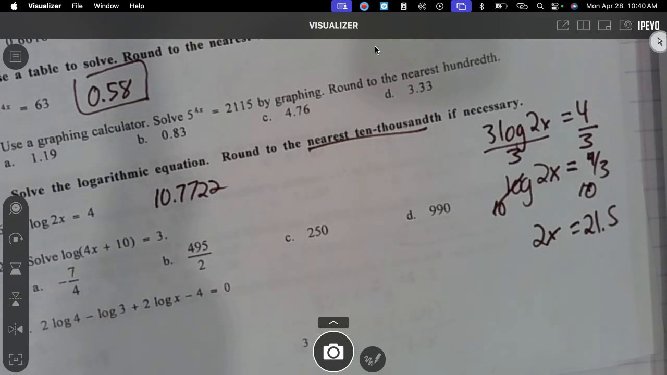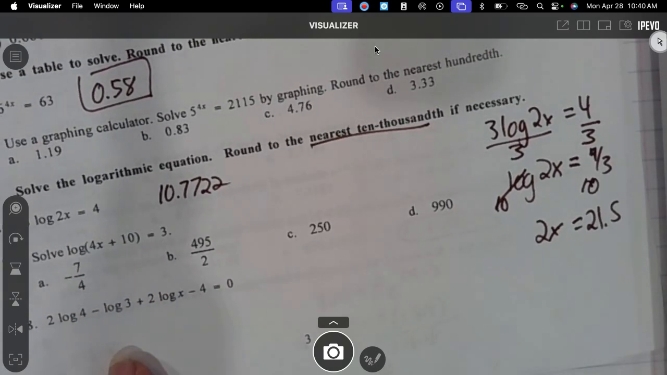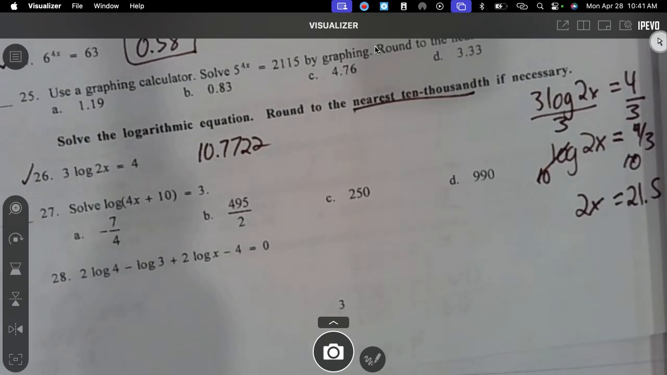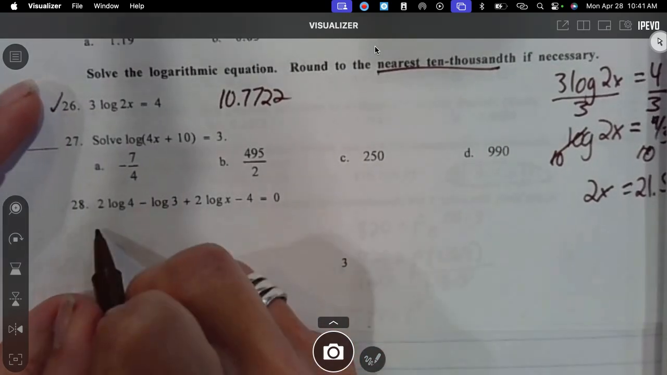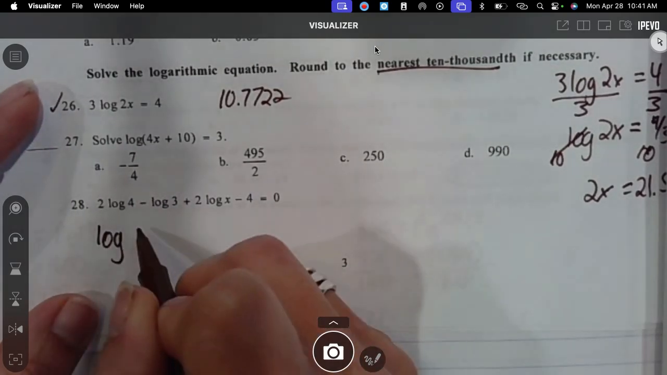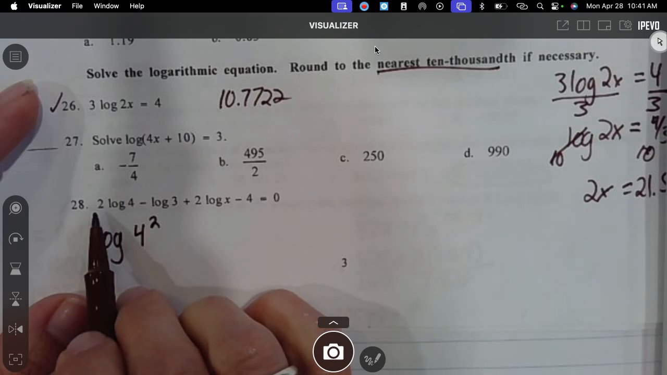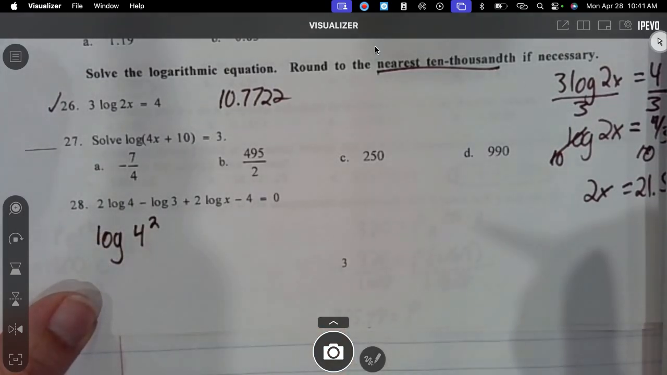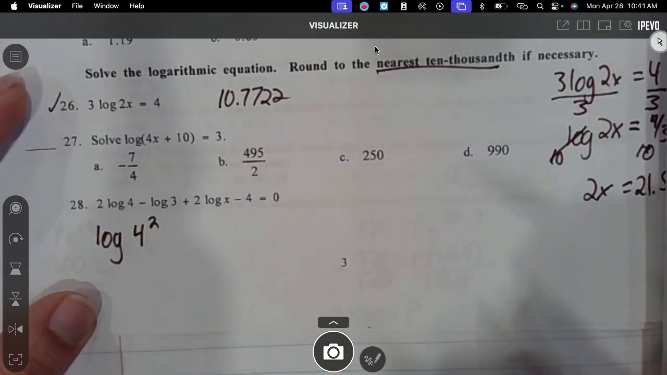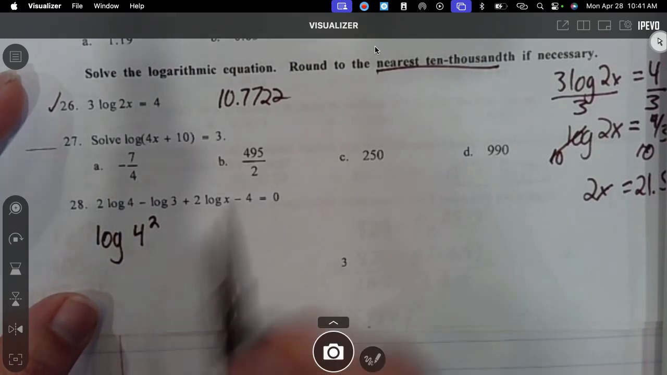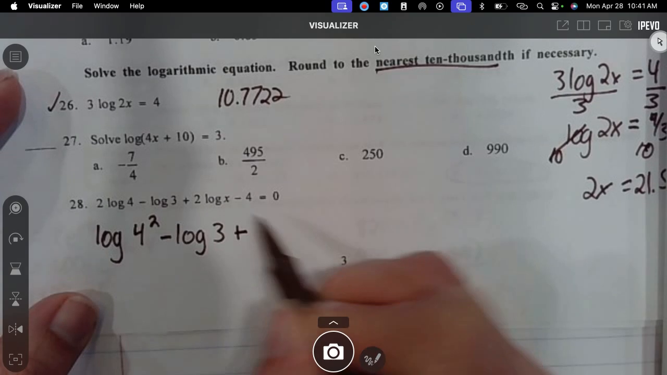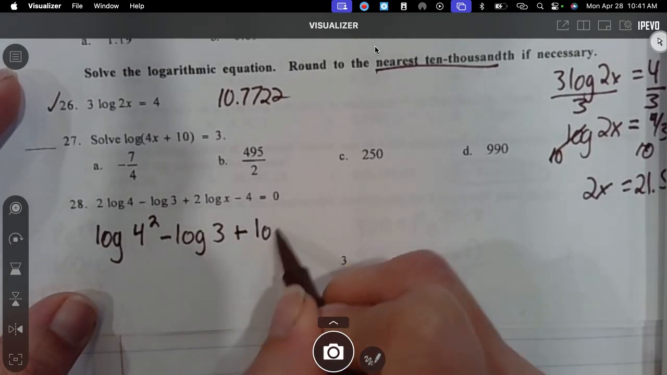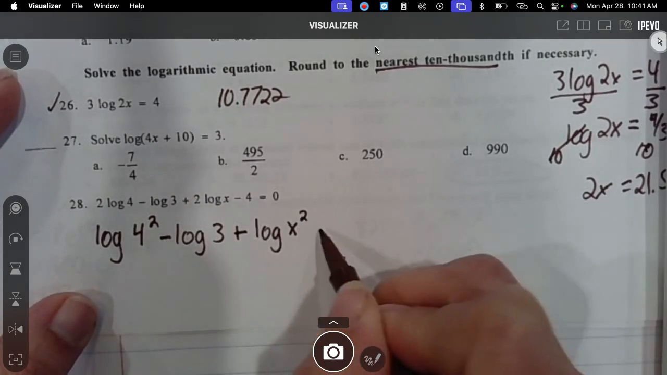The next one is not 27. It's 28. Number 28. All right, be quiet so I can keep going. All right, what we do is we put log 4 squared. The 2 goes above the 4 minus log 3 plus, where does this 2 go? Above the x.